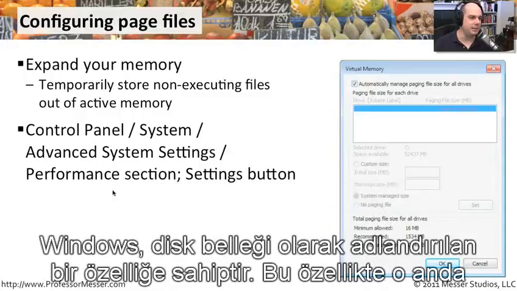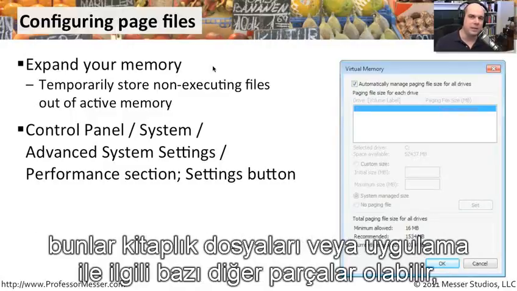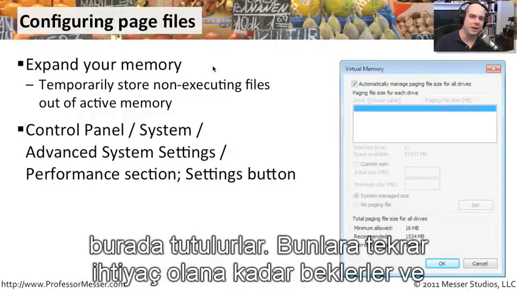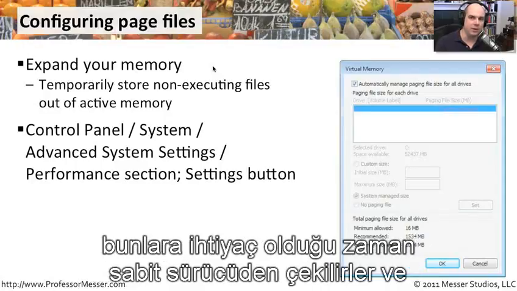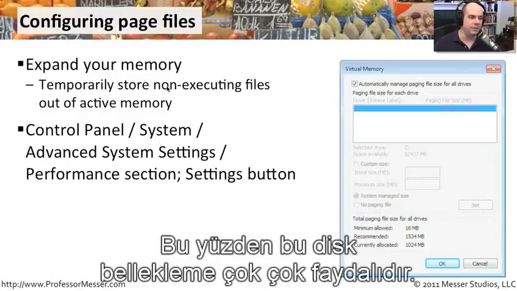So Windows has this thing called a page file, where certain parts of the applications that you're not currently using, the library files, some of the other pieces of that app, can be saved to the hard drive of your computer and essentially sit there and wait until they're needed again. And when they're needed again, they're pulled off of the hard drive and put back into memory. But in the meantime, you freed up a little bit of memory. And so these page files are very, very useful.